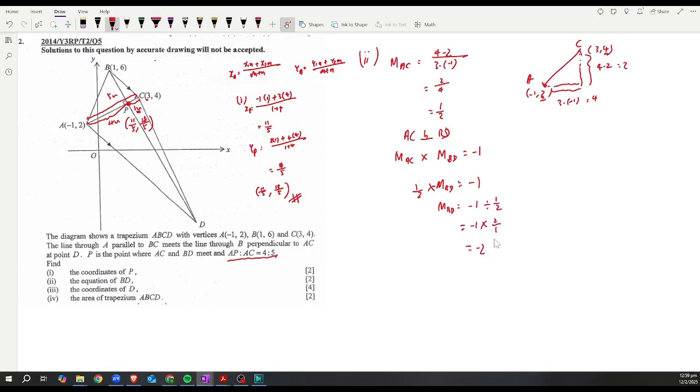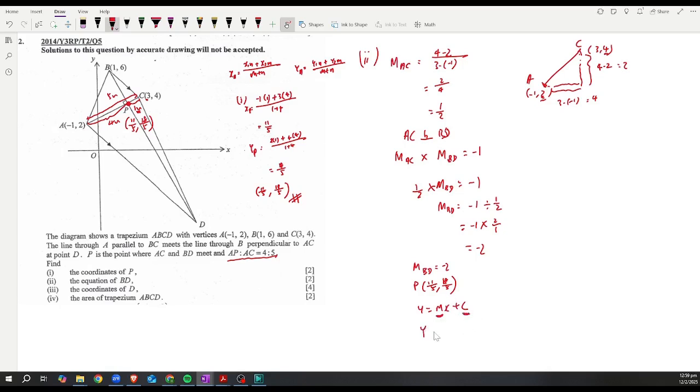Alright, so we found the gradient of BD, and then we have the coordinates of P, which lies on BD. For straight lines, the general equation is always y equals mx plus c. If you recall, m is the gradient, c is the y-intercept.